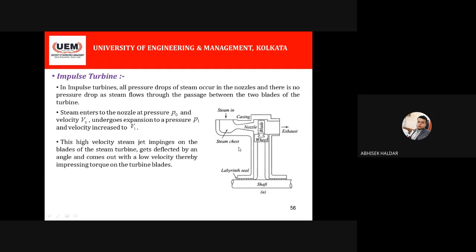Excuse me, sir. Yes. Sir, as you said there is no pressure drop in the impulse turbine, why is there no pressure drop? I told, no pressure drop in the blade. Okay, sir. Understood, sir. Impulse turbine casing means the whole thing. The main pressure drop is in the nozzle.